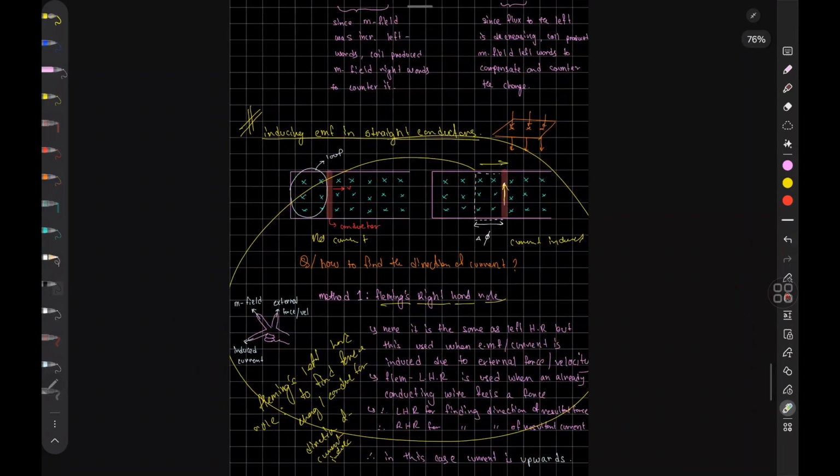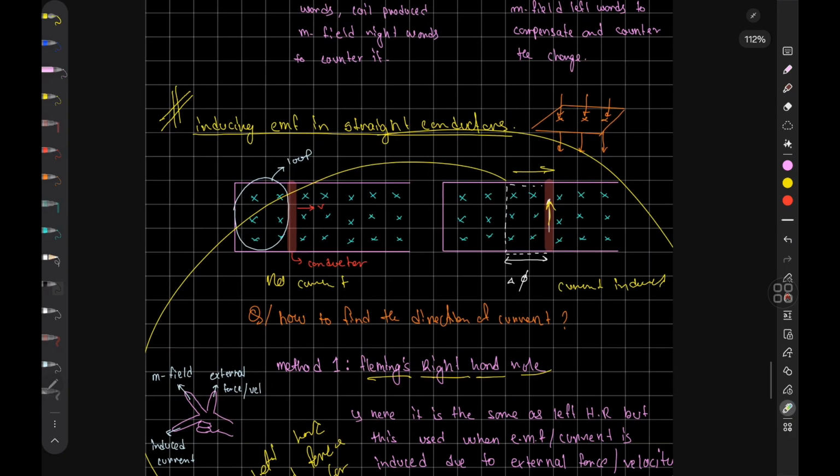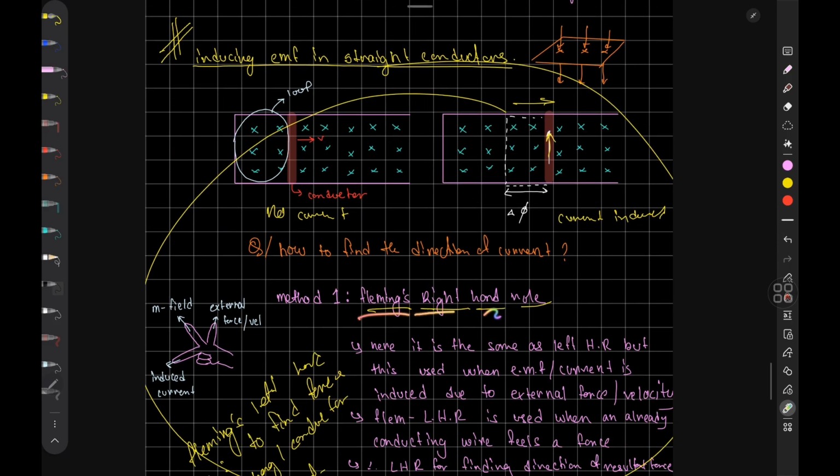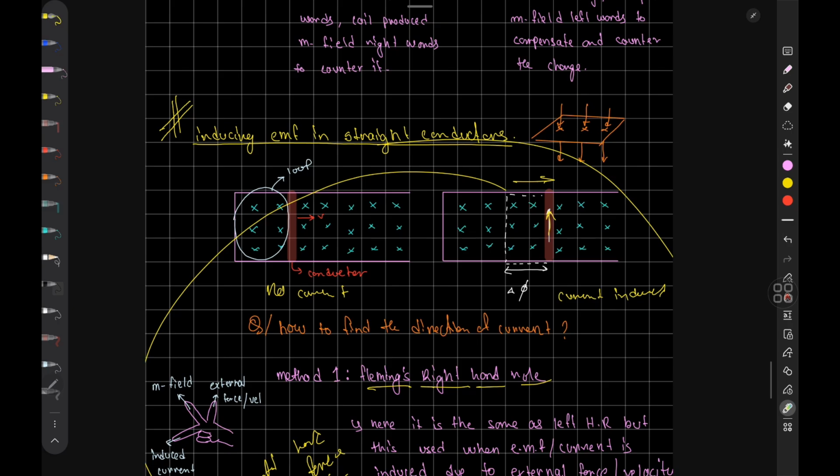The next thing that I want to talk about is how to find the direction of induced current. And over here, as I mentioned in last class as well, you should be using the right hand Fleming rule. So the Fleming's right hand rule. You know about Fleming's left hand rule, but over here you use the right hand rule.